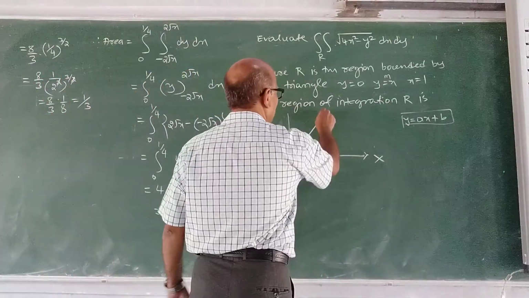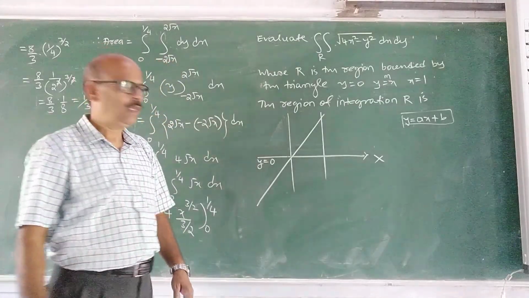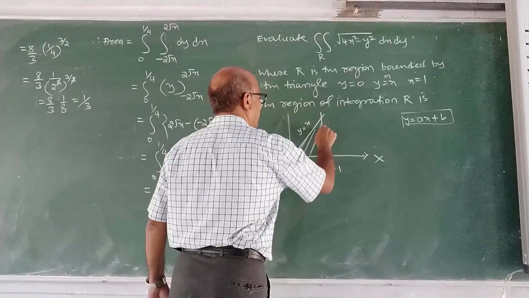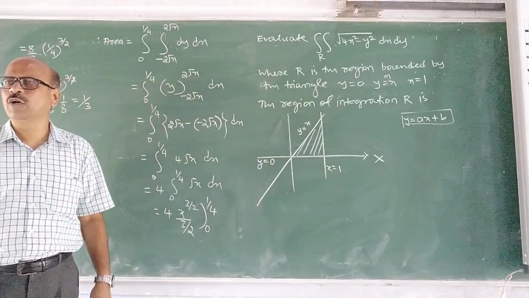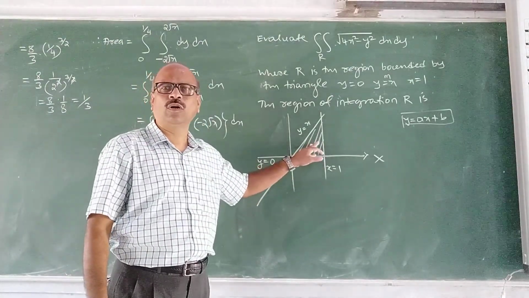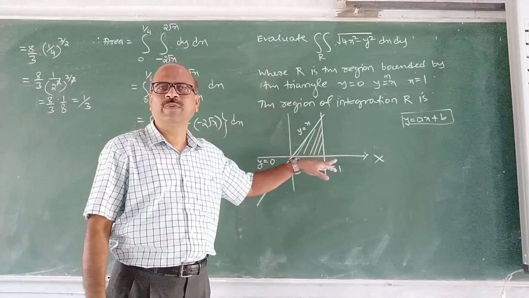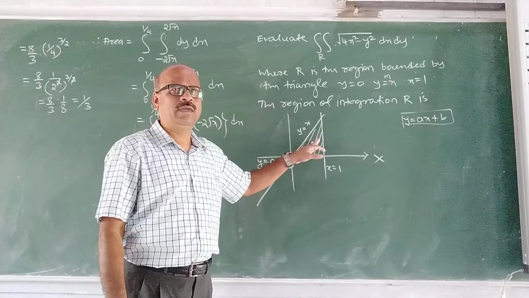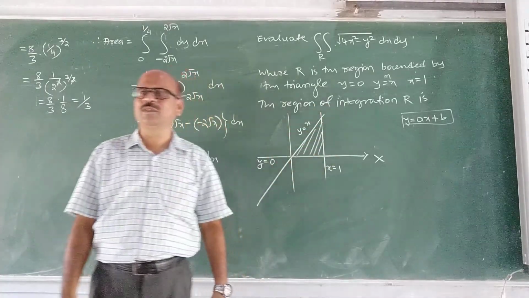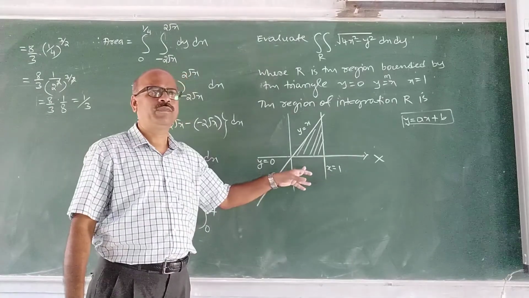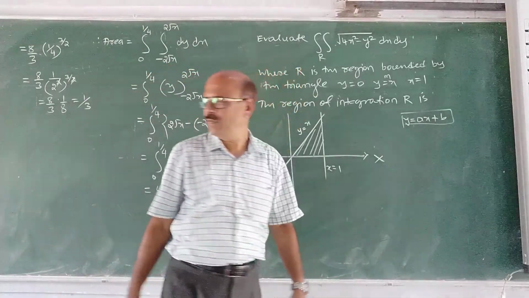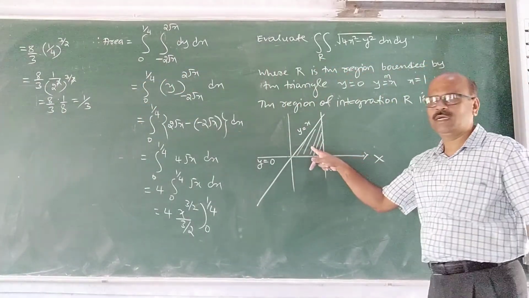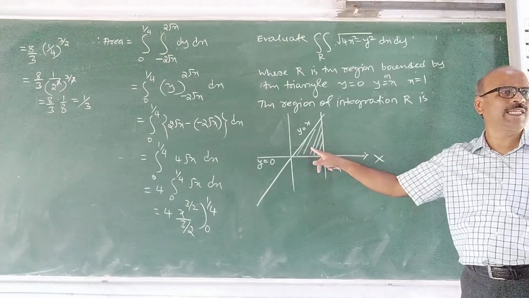Then x is equal to 1 is this line. X equal to 1, y is equal to x. So this is the region of integration. But you have to express this region in terms of inequalities satisfied by x and y. First you know the triangle is bounded by these three lines: y is equal to 0, y is equal to x, x is equal to 1. Therefore, the region is this triangle bounded by 3 lines.